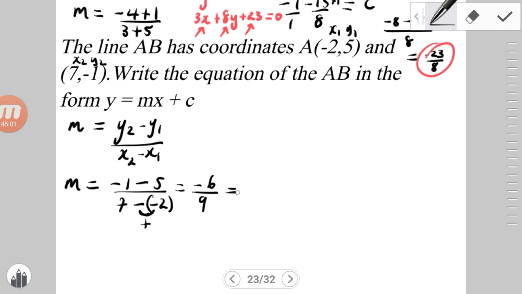So if we can reduce this, that would be good. So we can see 3 into this is 2, and 3 into this is 3. So we end up with an answer here for the gradient to be minus 2/3. Alright, smaller values make it easier for the calculation.